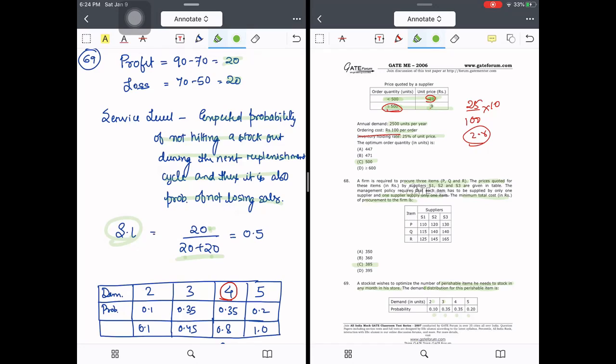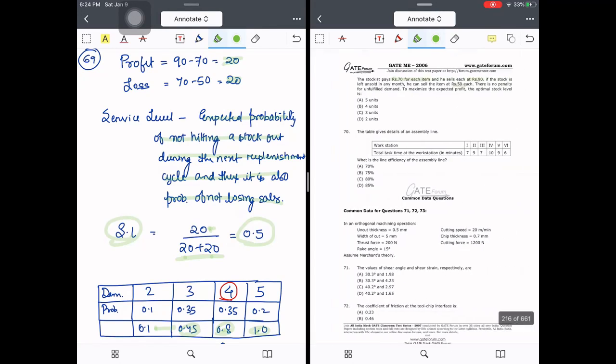So the profit here is 20, that means he is going to make the profit out of all scenarios. That is 20 divided by 20 plus 20, because he is making a profit of 20 in one scenario and a loss of 20 in the other. So the service level is 0.5. Now where will we get a probability of 0.5? When we start adding the probabilities: I will add this probability with this, I will get 0.45. Then I will add it again, it will be 0.8.